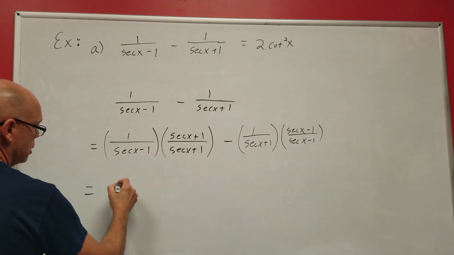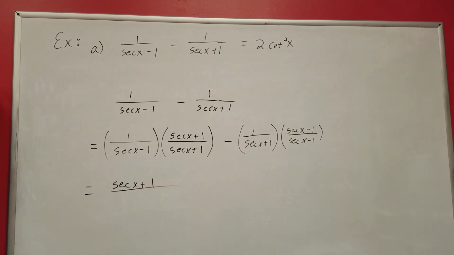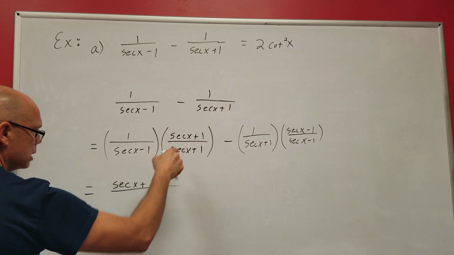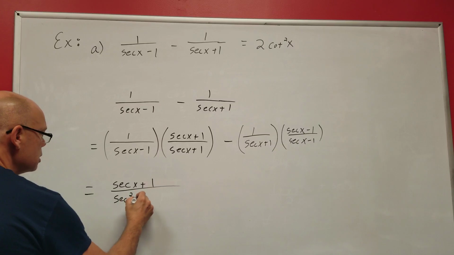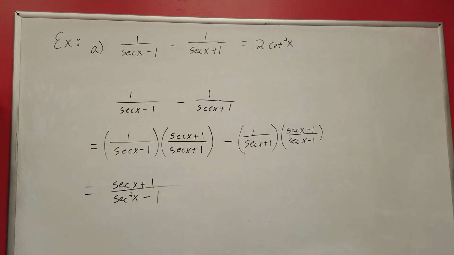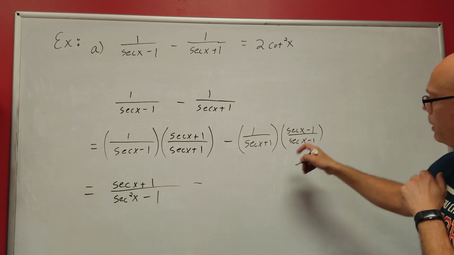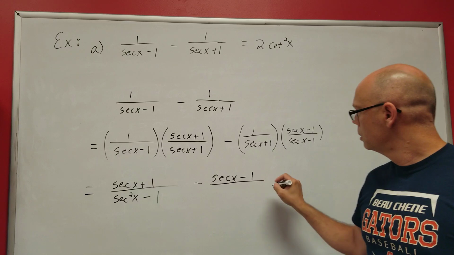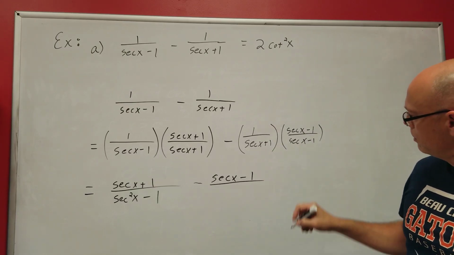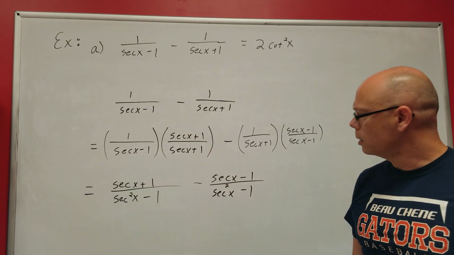Well, 1 times secant of x plus 1 is secant of x plus 1. Now at the bottom, what happens if I multiply these out, or use FOIL or distribute? I'm going to end up getting secant squared minus 1. Over here, I'm at my minus side. 1 times secant of x minus 1 is secant of x minus 1 over this denominator. If I multiply it out, I will get secant of x squared minus 1.